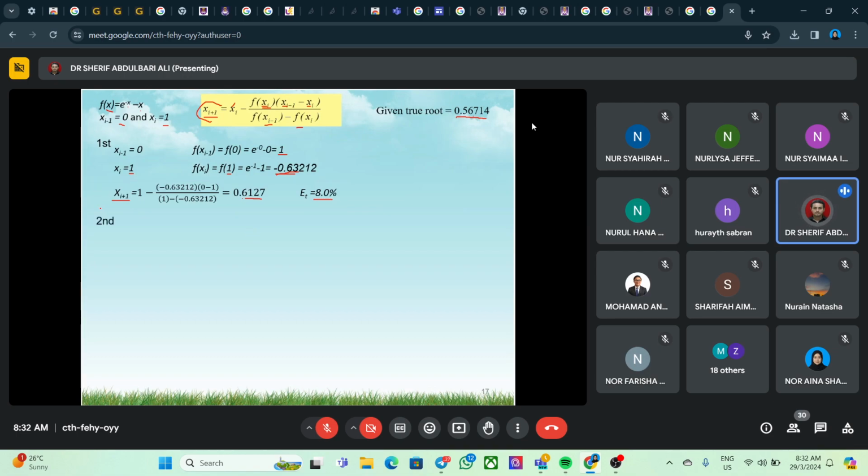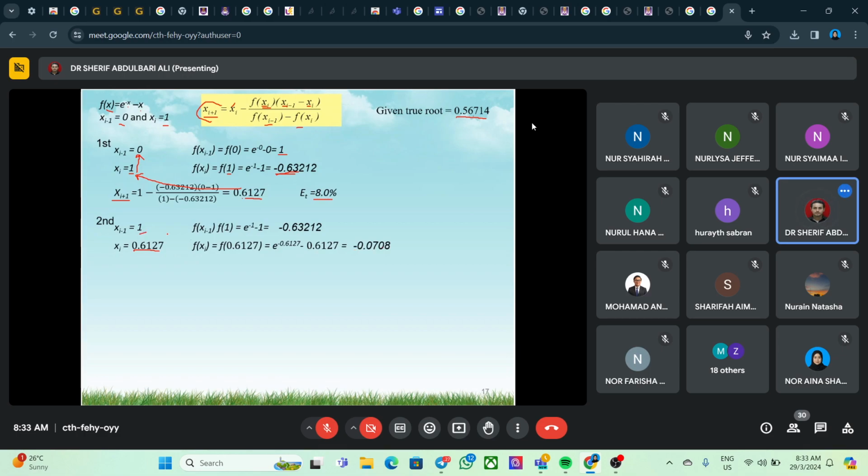I will move the data like this. In this coming iteration, xi minus 1 will be equal to 1, so this value will replace this value. And x will be equal to 0.6127, so this value will replace this value. Then I find the function when x is equal to 1, so it's negative 0.6321. And I need to find the function when x is equal to 0.6127: exponent negative 0.6127 minus 0.6127. I get the answer negative 0.0708.